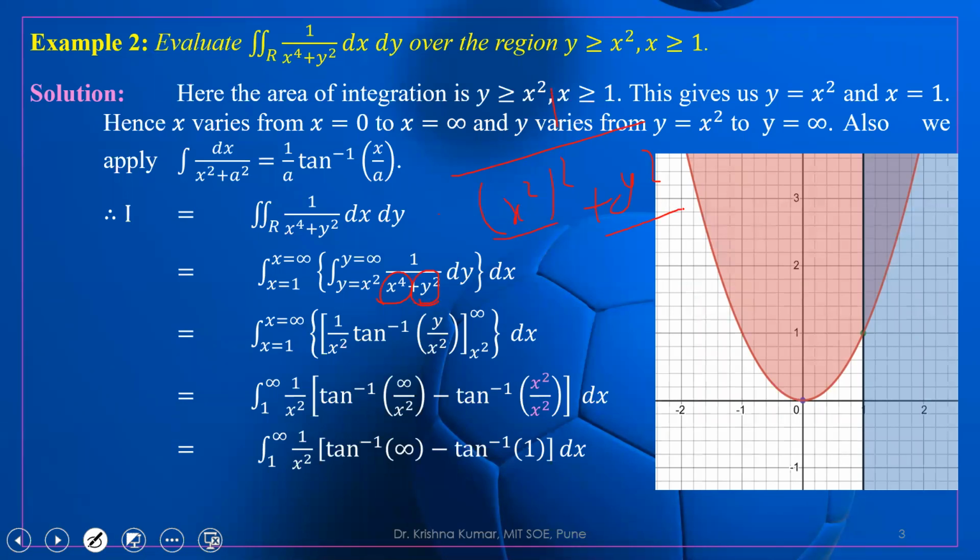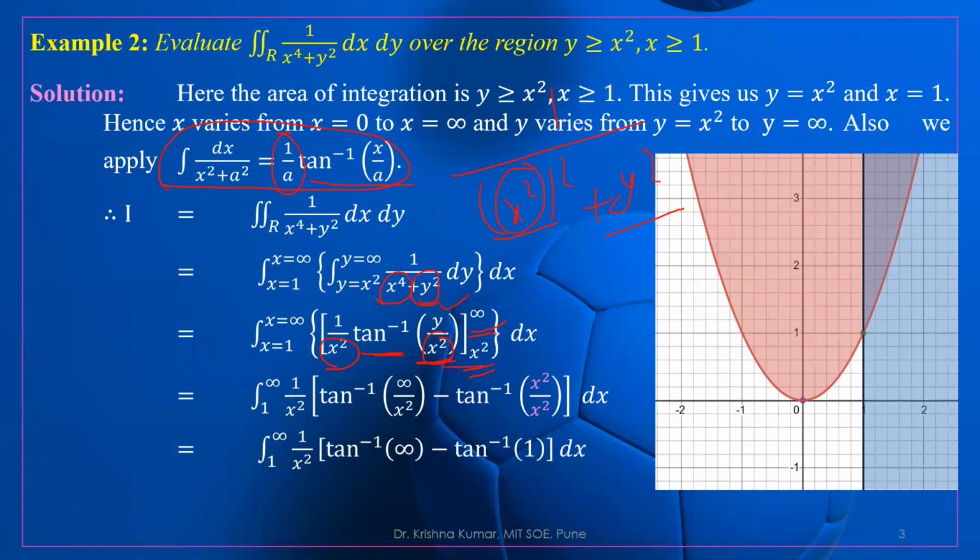If we apply the formula, what is the integration of this? It is 1 upon a tan inverse of x upon a. So what is the value of a? It is x square. So we write down 1 upon x square tan inverse of y by x square, because x is y over here and a is equal to x square, under the limit x square to infinity.